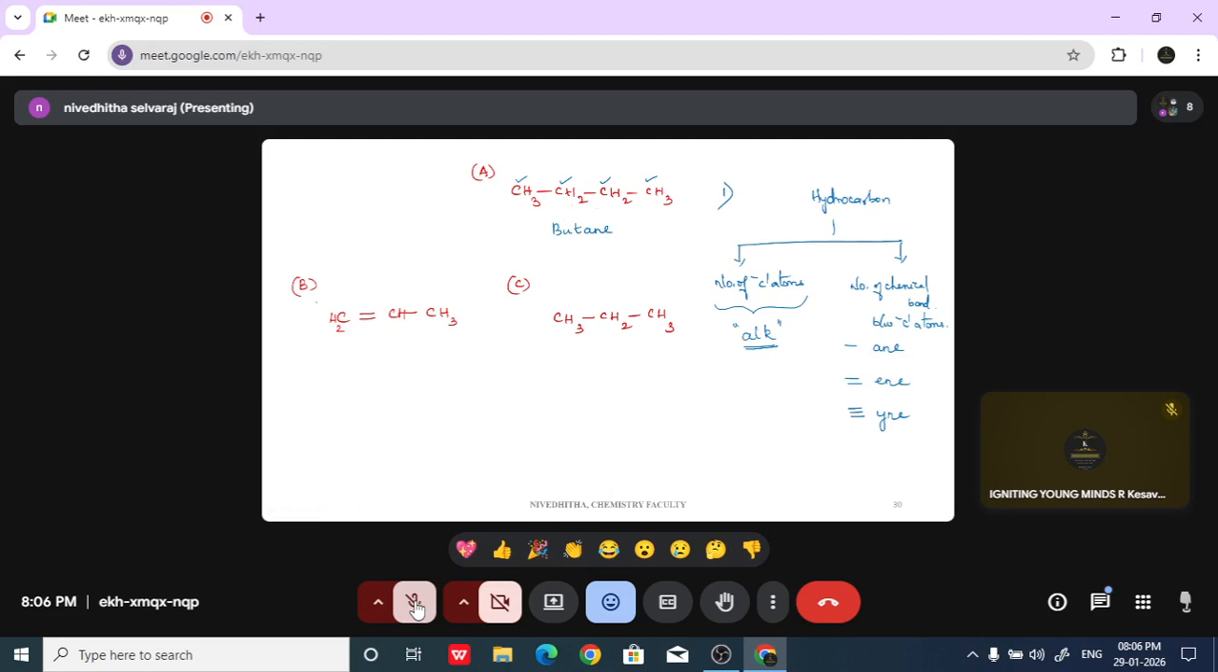Similarly, could you please name this compound, Kana? This one. Propene. Very good. We have 3 carbons, so it is prop. And we have a double bond between these 2 carbon atoms, so it is propene. What is the name of this compound? Propane. Very good. It is propane.